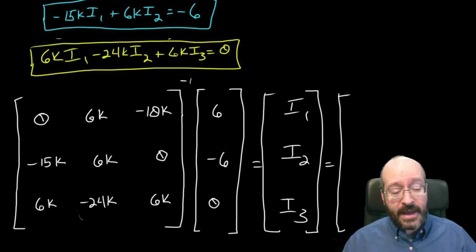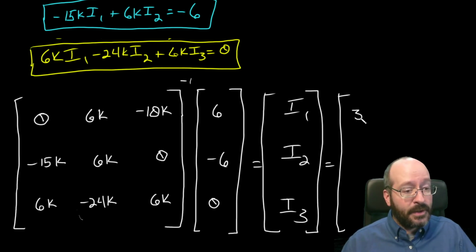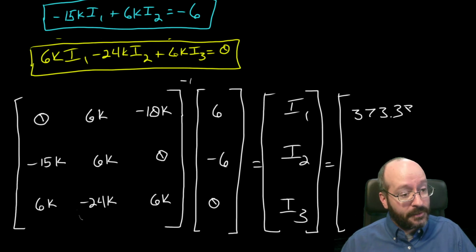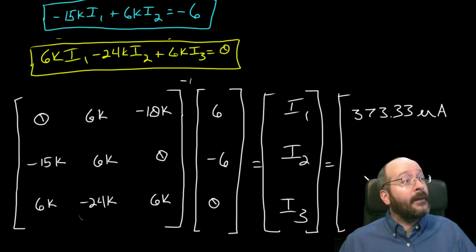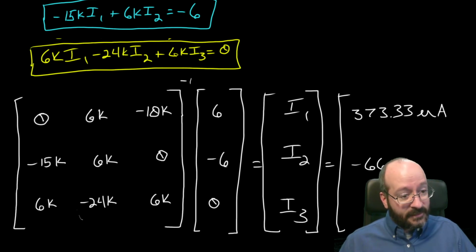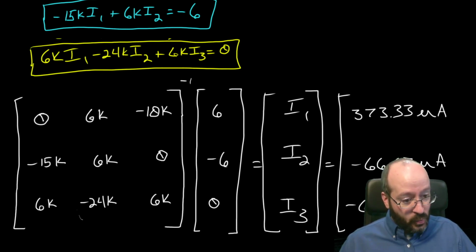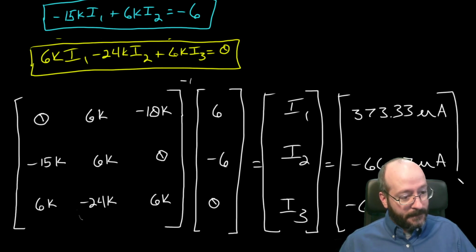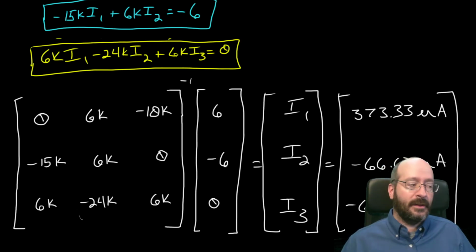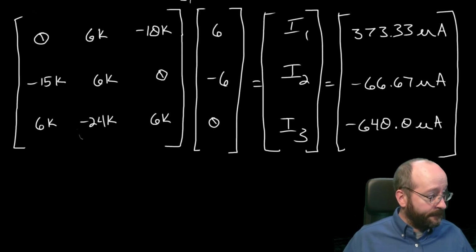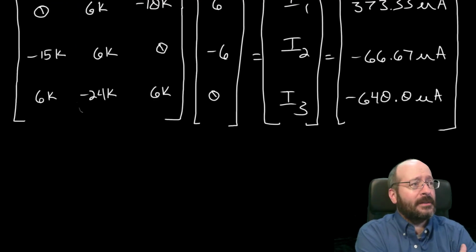Okay, so from that system of equations, I get 373.33 microamps. I get negative 66.67 microamps. And I get negative 640.0, I guess, microamps. Okay, there are my mesh currents. That's great. We're almost there. Okay, there are my mesh currents.